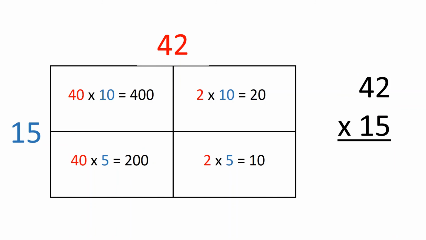Next, we would multiply 1 times 2, but since the 1 is in the tens place, we're really multiplying 10 times 2, which we see here equals 20. Finally, we would multiply 1 times 4, but the 1 and the 4 are both in the tens place, so we are really multiplying 10 times 40, which we see here is 400.